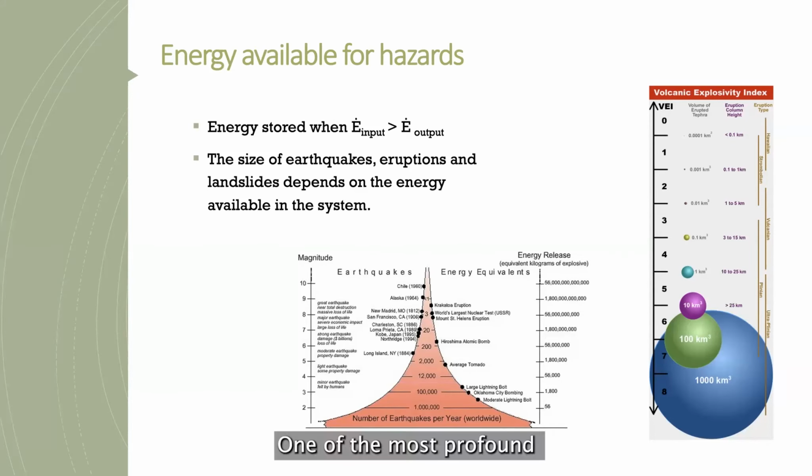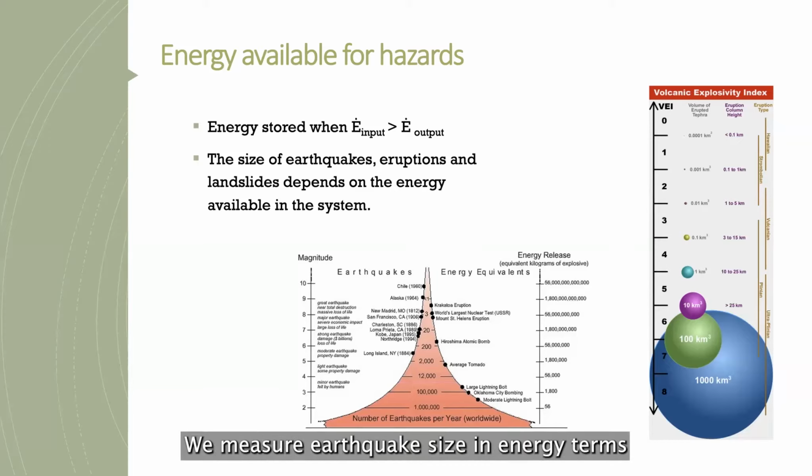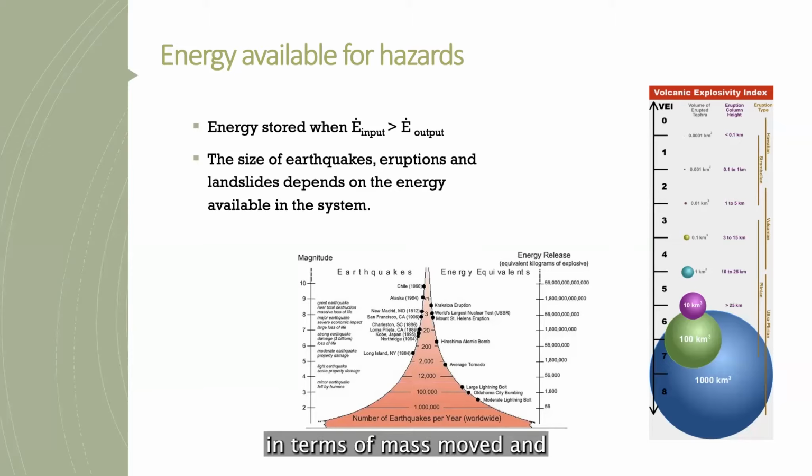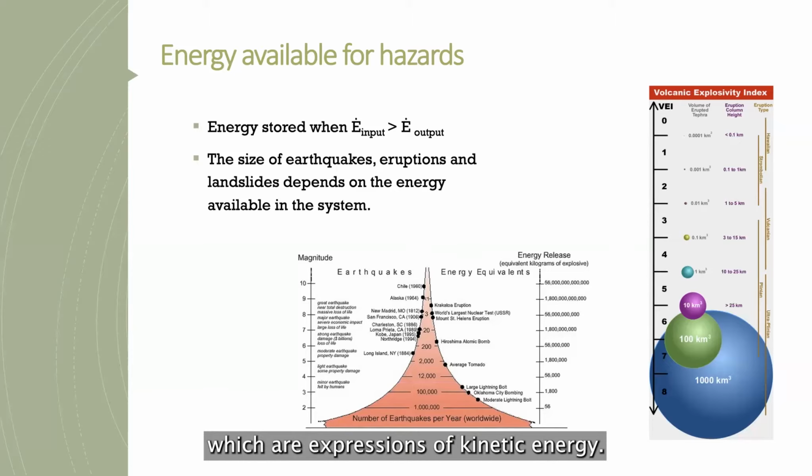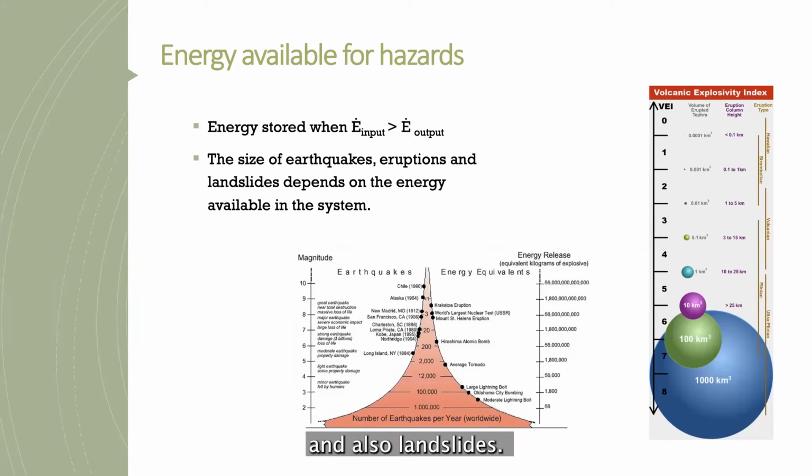One of the most profound applications of the energy budget is that it allows us to directly relate deformation to hazards. We measure earthquake size in energy terms, and we measure eruption size in terms of mass moved and eruption column height, which are expressions of kinetic energy. So when the rate of energy input to a system exceeds the rate of energy output, then our system is accumulating energy that might be released in earthquakes, in eruptions, and also landslides.